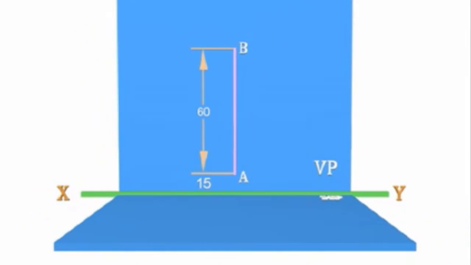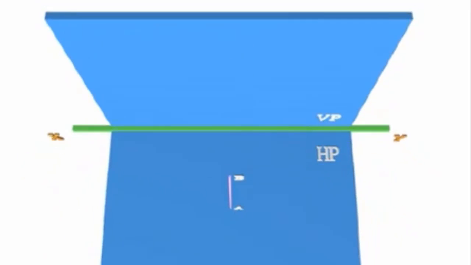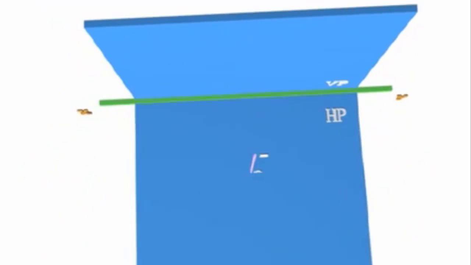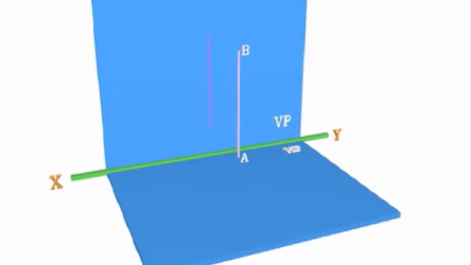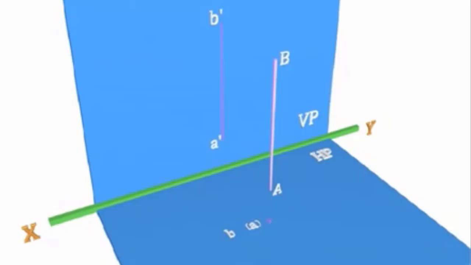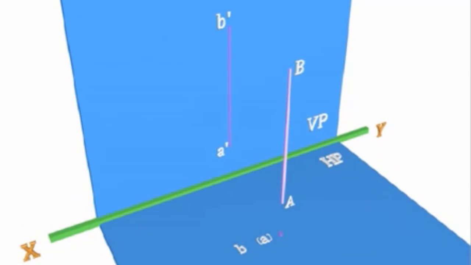In this, we will see how the projections will look when a line is perpendicular to the horizontal plane. The top view is a point and the front view is a line showing the true length of the straight line. When a line is parallel to VP, its front view will show the true length.